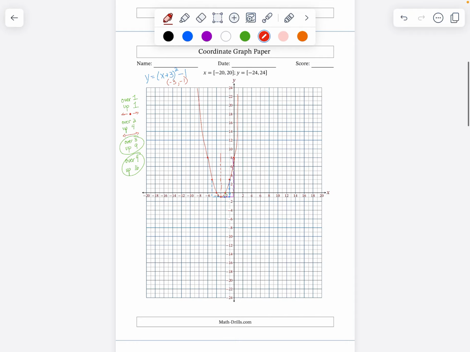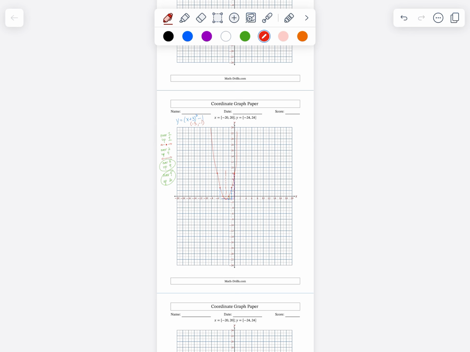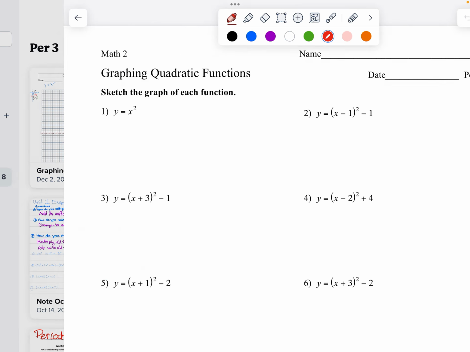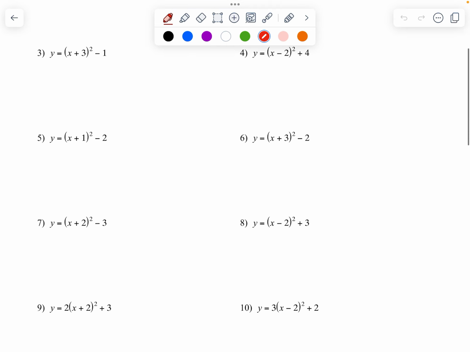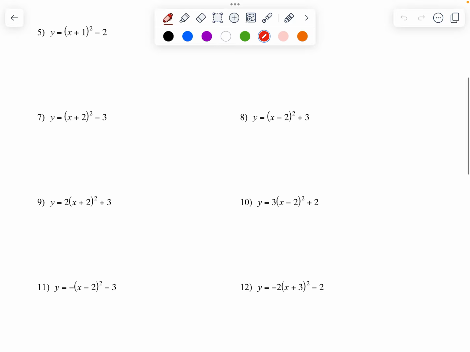All right, so that's how you do those. Just find the vertex and then go over 1, up 1, over 2, up 4, over 3, up 9, over 4, up 16. Okay, so now that's how you do all of these here up to number 8.